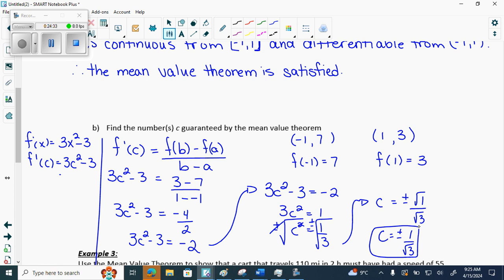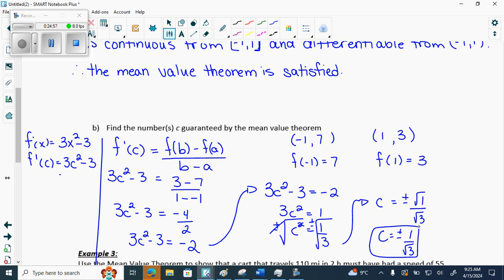So what is that saying? That's saying there is a slope of -2 between those two coordinates, correct? Do you agree? When x or c equals 1 over root 3 and -1 over root 3, at that place we're going to get a tangent slope of -2. Wow.